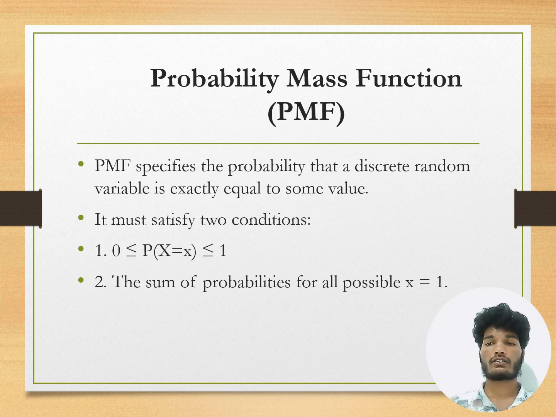Probability mass function, in short PMF, specifies the probability that a discrete random variable is exactly equal to some value. It is only applicable for discrete values, and it must satisfy two conditions. First condition: probability lies between 0 and 1, with no negative probability. Another condition: the sum of probabilities for all possible values of the random variable is 1.